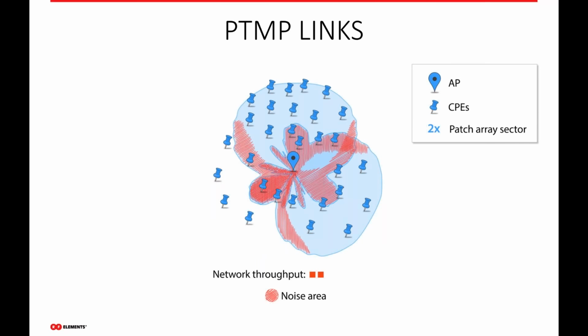If we move to point to multi-point, the same thing applies, right? So let's say here we replace a single 120-degree sector with two 60-degree horns. So we can see that the noise area has reduced because now you've removed the side lobes from one traditional sector. It's still pretty busy, right?